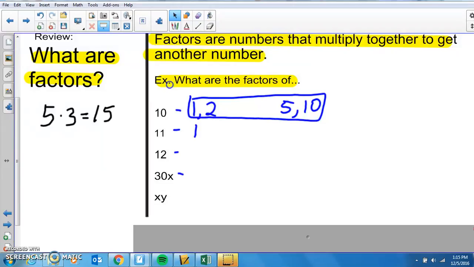Let's do the same thing for 11. I don't need to put quite as much space. 1 times 11. 1 times 11 is 11.